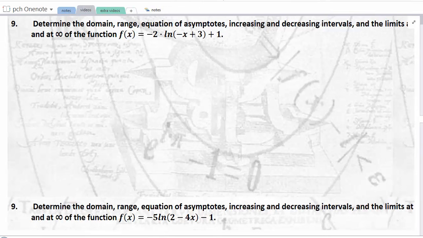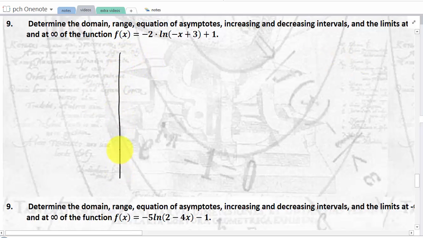All right, here's another typical question that we have encountered with exponential. Determine the domain, range, equation of the asymptote, increasing and decreasing interval, and the limits. Now we're going to have to be careful of the limits right here. The domain is not all real numbers, so we'll have to pay attention to how we write the limit, okay? What do you start with?